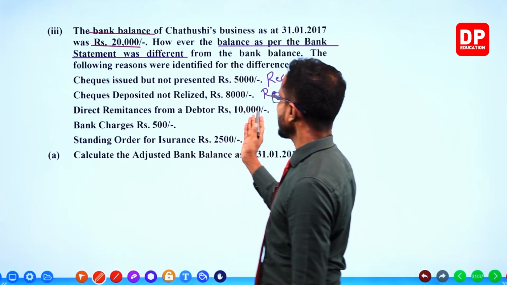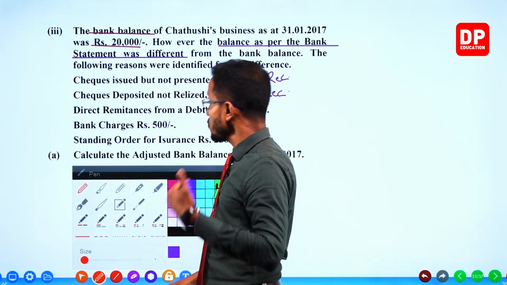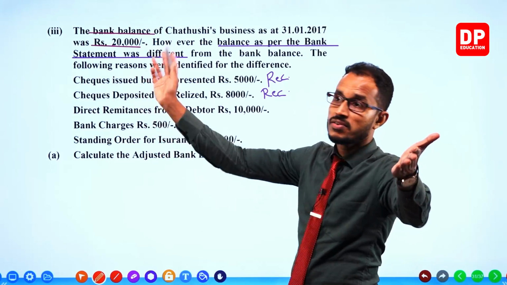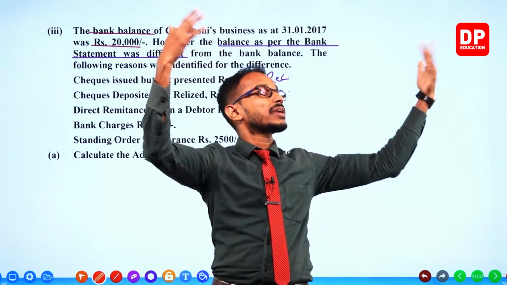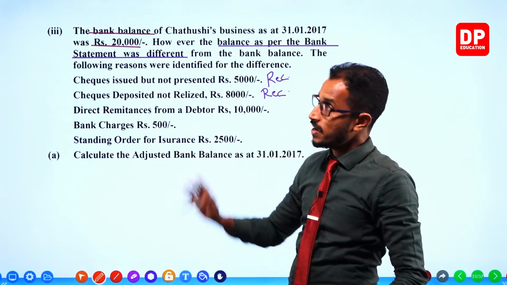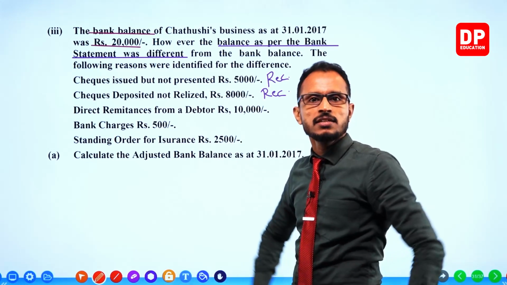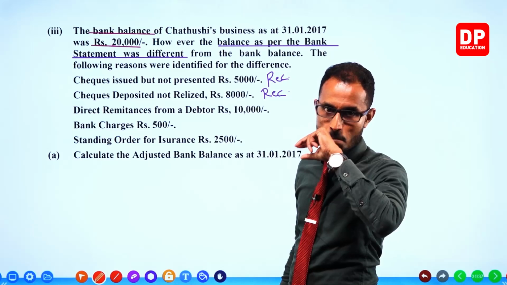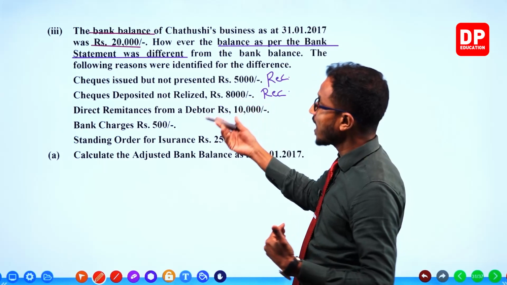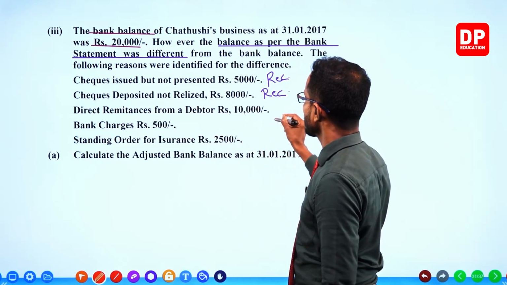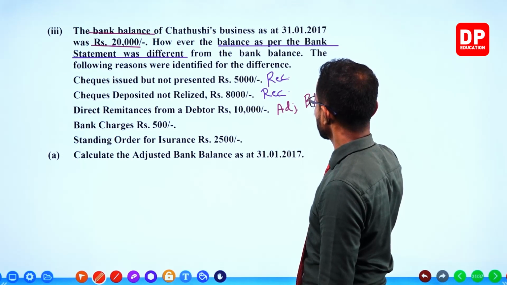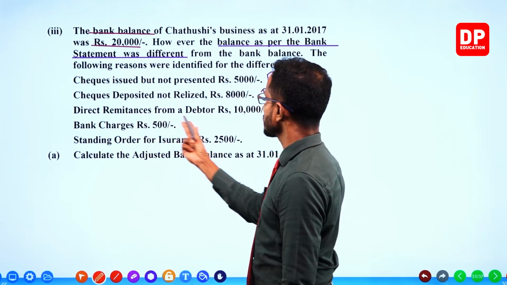Direct remittances from a debtor. That is a direct remittance. We don't know that these are directly deposited into our account by some debtor, some random guy has put money into our account. Thank you, guy. But we don't know, which means we haven't recorded it in our bank account. That should go to our adjusted bank account. Direct remittances should go to the adjusted bank.